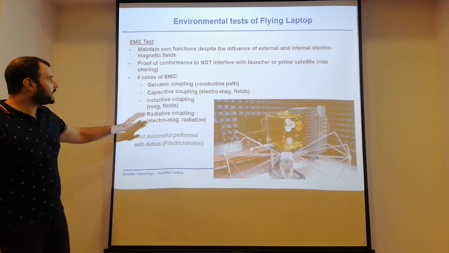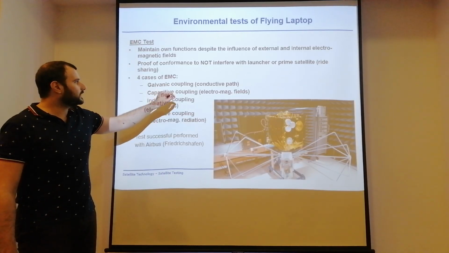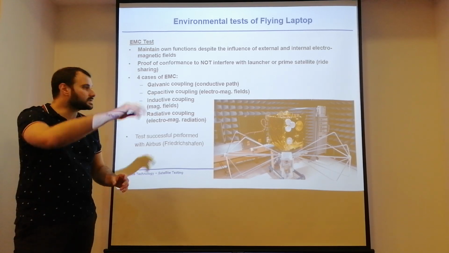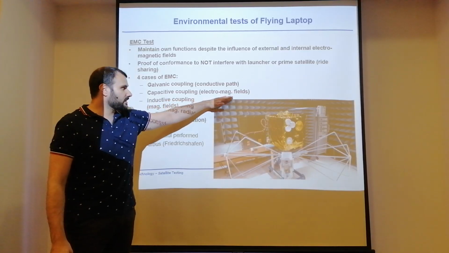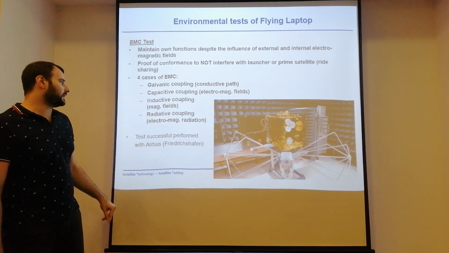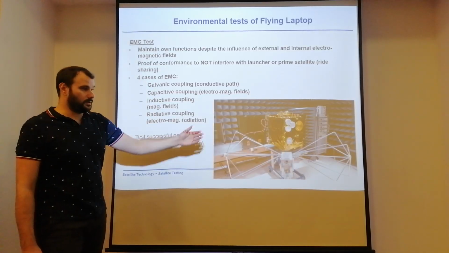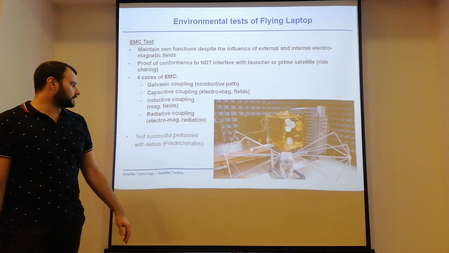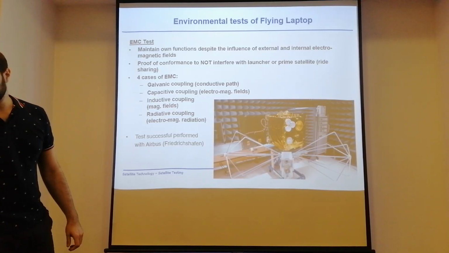Generally, there are 4 cases that we tested during the EMC. So you check for galvanic coupling, so that you check the conductive path. So is there any EMC that goes through the cables inside of the satellite? You have the capacitive coupling with electromagnetic fields, the inductive coupling with magnetic fields and the radiative coupling via electromagnetic radiation. So those are the 4 test scenarios you go through within this EMC test chamber. And all the tests were successfully performed with Airbus in Friedrichshafen, Germany.